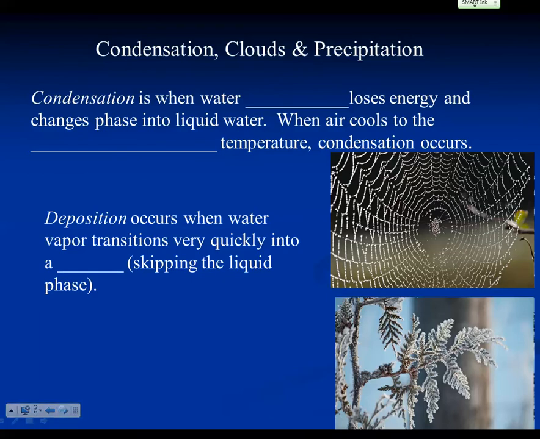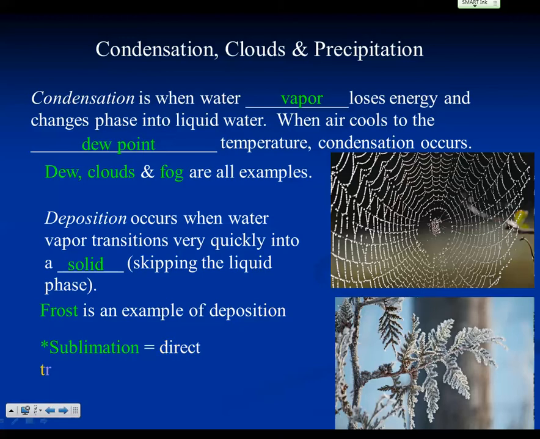Condensation. All right, let's just fill in these little blanks here. It is when water vapor loses energy and changes phase into liquid water. And remember that magic temperature: when air cools to the dew point, condensation occurs. Dew, clouds, and fog are all great examples of that. You can see some photos over there showing some dew forming on the spider web and the frost forming on the pine needles.